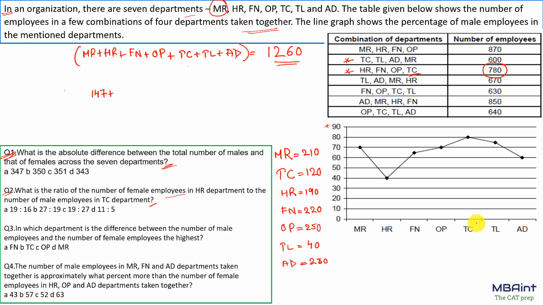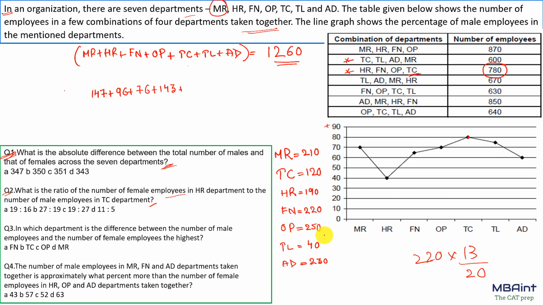Similarly for TC, it is 80%, right? 80% of 120 makes it 96. Similarly for HR, this is 190 and the percentage of male employees in HR is 40%. So 19 into 4 makes it 76. Similarly for others, FN is 220 and the percentage of male employees is 65%. 65 out of 100 means 13 by 20. So this makes it 13 into 11, that is nothing but 143.